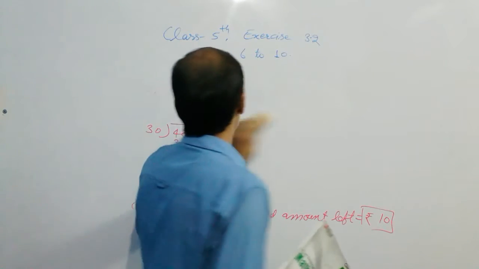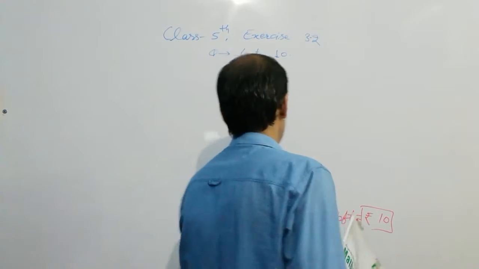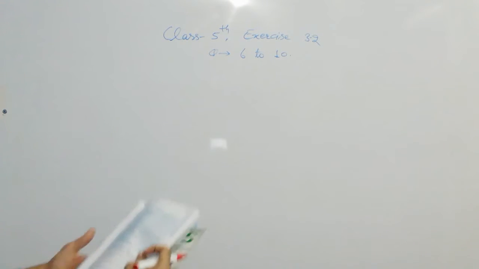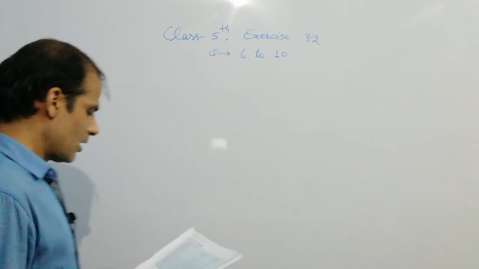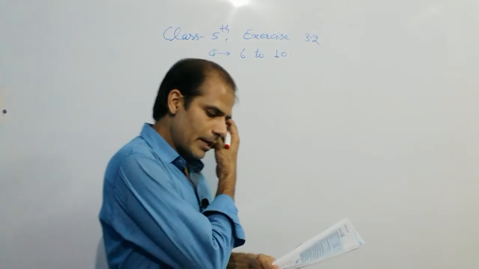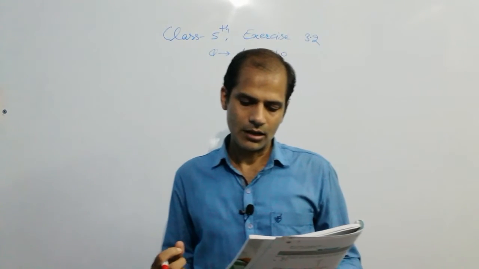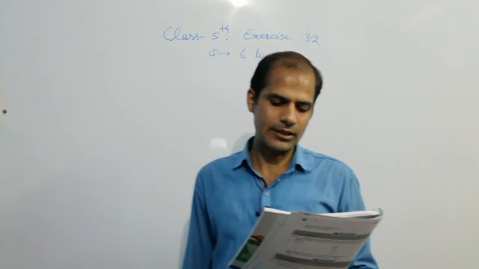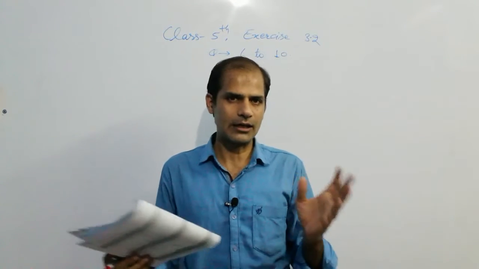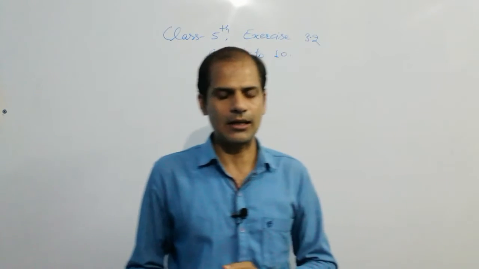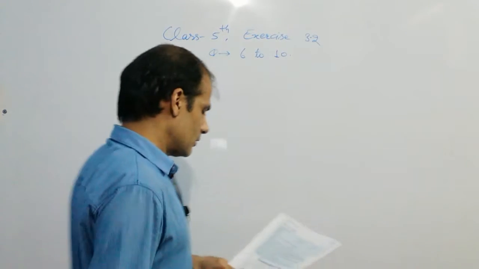Now question number 7. All the questions are very easy because there is only division. How many garlands can be made using 648 flowers, if 24 flowers are needed to make one garland? What is a garland? Garland means a string of flowers, a flower mala.